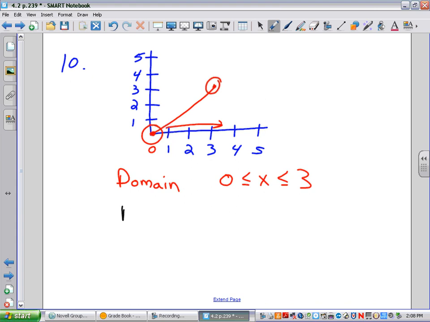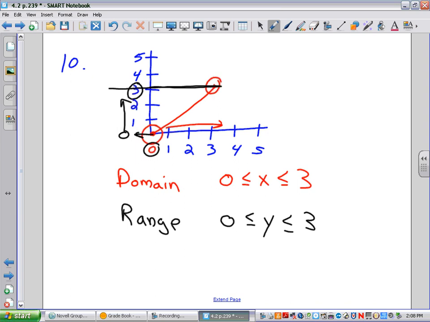On the other hand, your range goes from this 0 here, which would really be out here, 0, all the way up to, right in here, to that 3. So it goes from 0 to 3 also. I write this one like this. Notice the difference. The domain has an x in the middle of it, and the range has a y in the middle of it. Domain's your x values, range is your y values. Okay, we'll finish this in class.